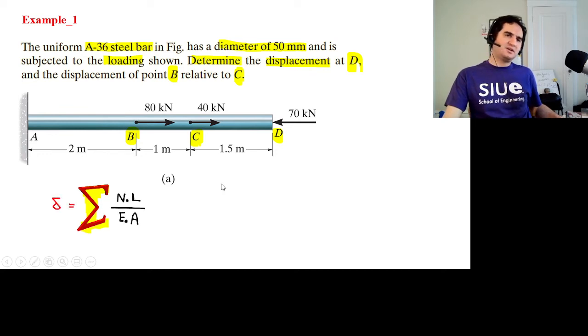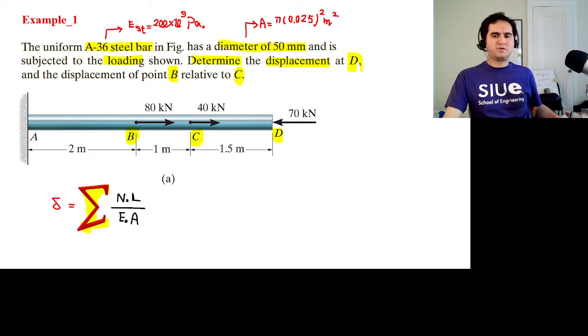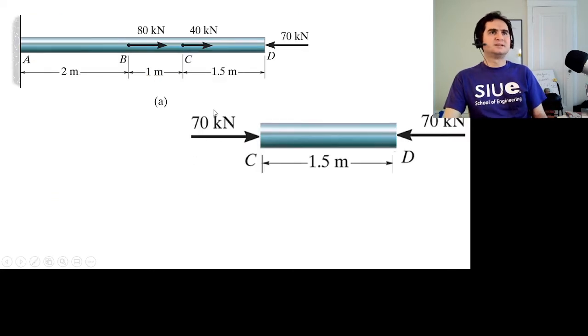In such a case, delta is a summation of NL over EA. For A36 steel, from the table of material properties, the modulus of elasticity for steel is equal to 200 gigapascal, that goes by 10 to the 9 pascal. The area for such a bar with 50 millimeters is pi times 0.025 squared, in meters squared. Let's approach the problem from point D, from right to left.